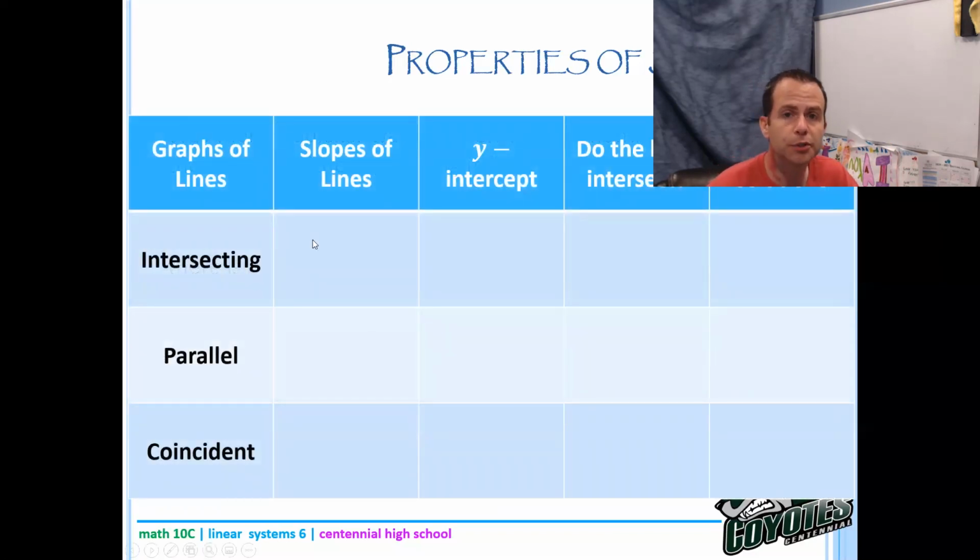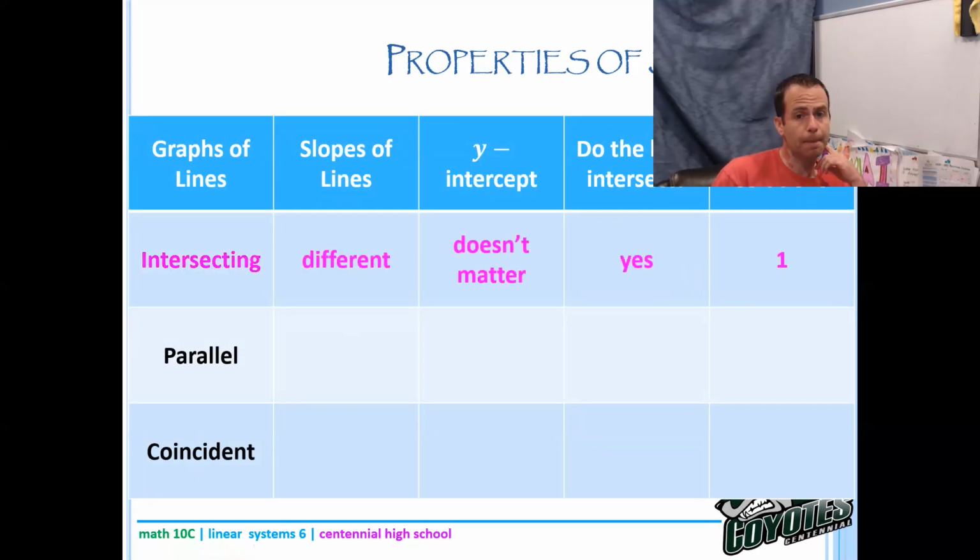Okay, so we're just going to summarize that into this cute little table. So for two lines that are intersecting, the slopes will be different. The y-intercepts, it doesn't matter. Yes, the lines will intersect and the number of solutions will be 1. Okay, see if you can fill out the next row before I do.